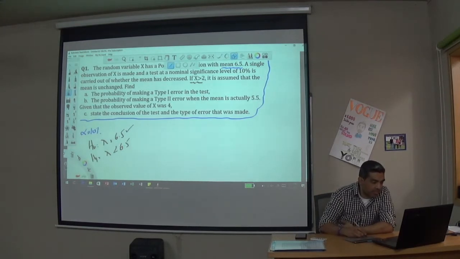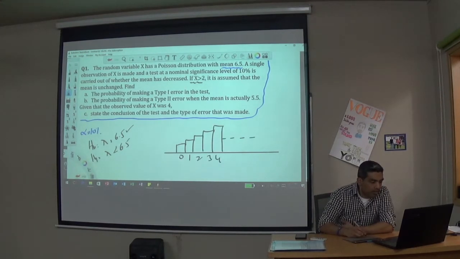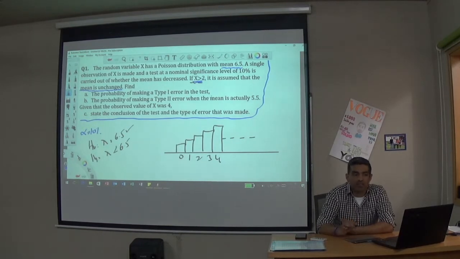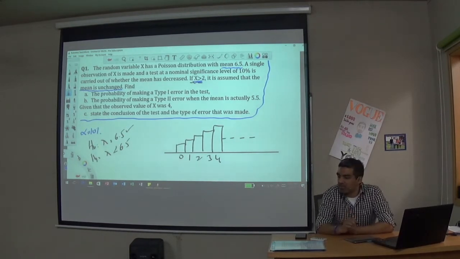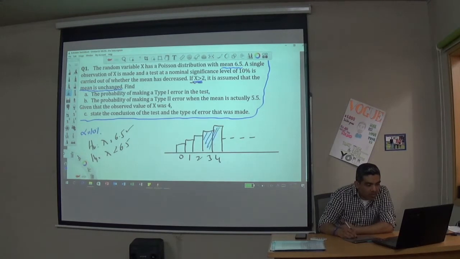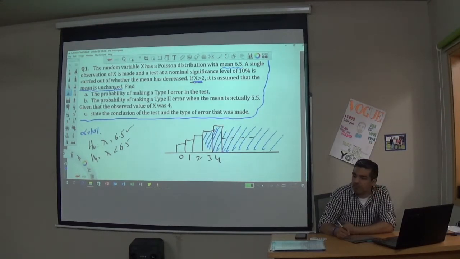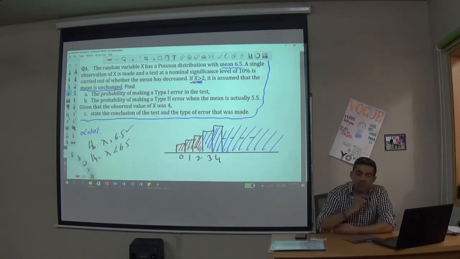So let's just make a rough sketch here, just to see what's happening. Okay, so 0, 1, 2, 3, 4, and so on. Now, x greater than 2 is hinting at the fact that you need to accept H naught for x greater than 2. So, 3 and onwards is all acceptance region, which means 0 to 2 is rejection region.